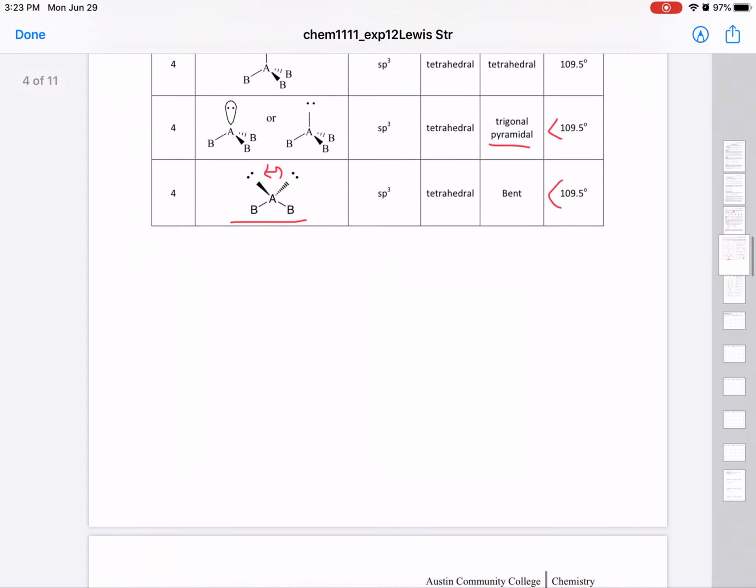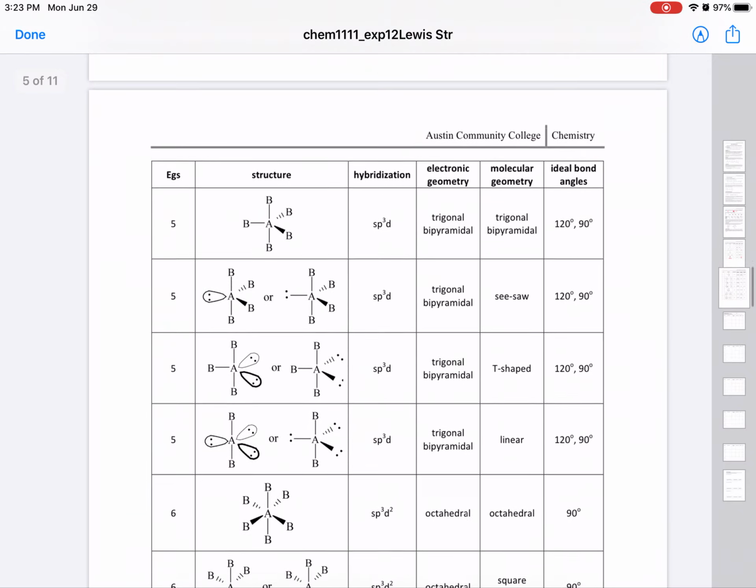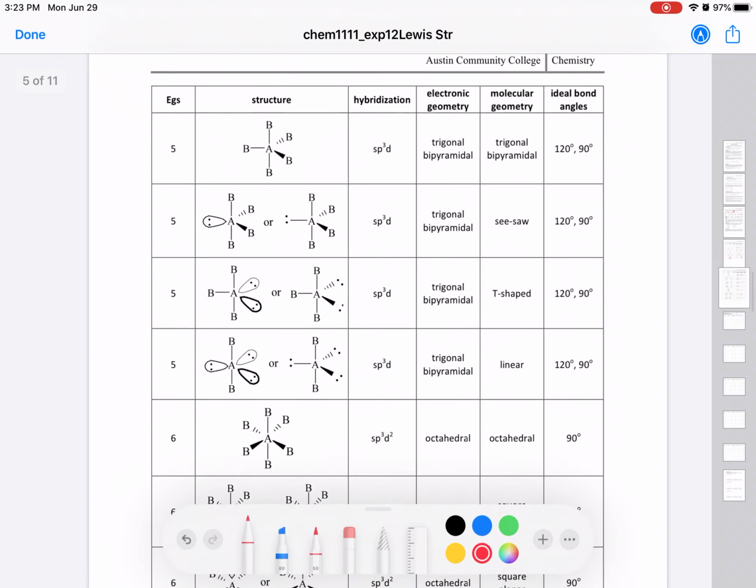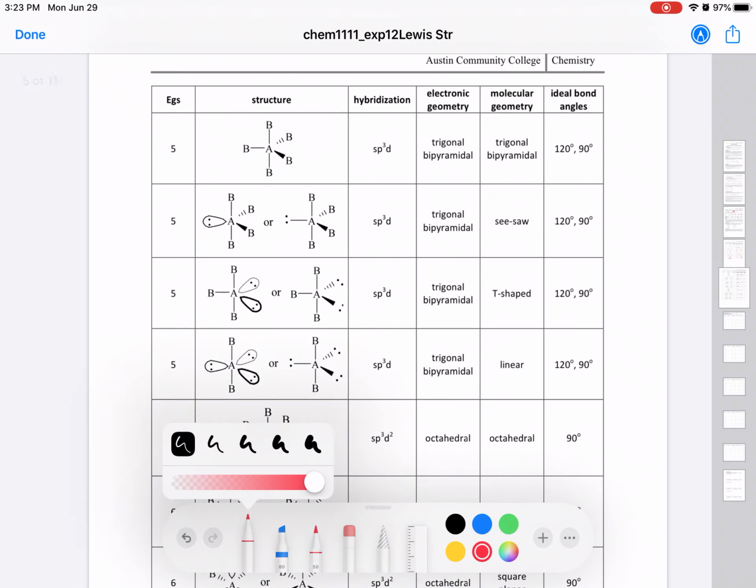And then the next category would be when you have 5 electron groups. So when you have 5 electron groups, the hybridization is going to be sp3d. The electronic geometry and the molecular geometry would be the same when the 5 electron groups are all bonds: trigonal bipyramidal, with ideal bond angles of 120 and 90.